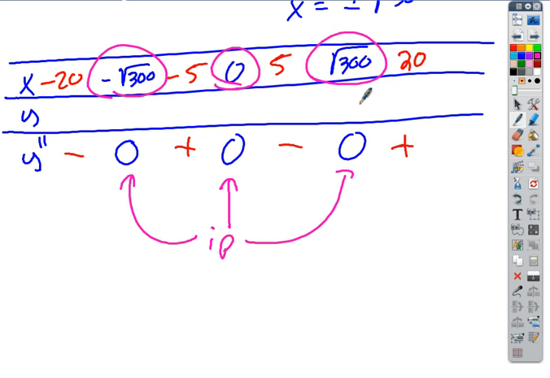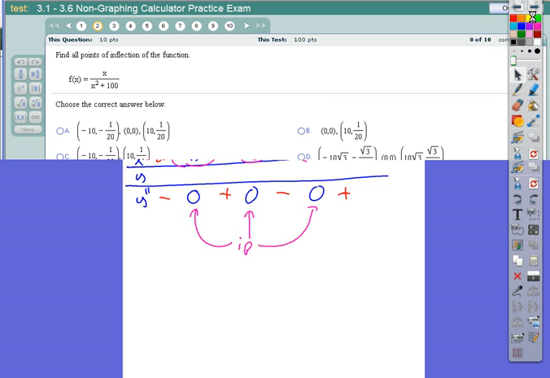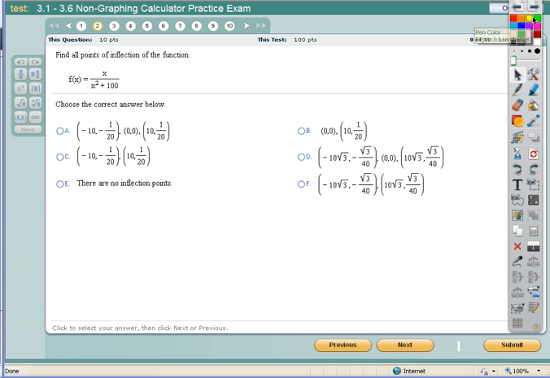We can immediately get rid of some of these. That's no good, because it's only got two x values. That's no good. That's no good. So it's between these two, right? But it's got to be d, because look at the x values here. Negative 10, 0, and 10. Well, those weren't our x values. Negative 10 root 3, that's it, isn't it? That's square root of 300.